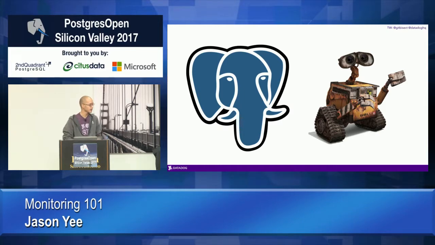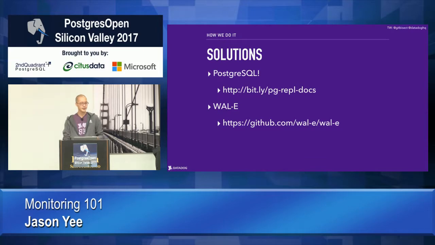So how did we do it? Well, these two solutions: Postgres and WAL-E. So Postgres, as I mentioned, there's a bunch of great stuff that's been built into Postgres. For example, just having replicas. Replication in Postgres has gotten really, really good. WAL-E, on the other hand, is a project that was started by Heroku. It's a really simple way to essentially back up and restore data.